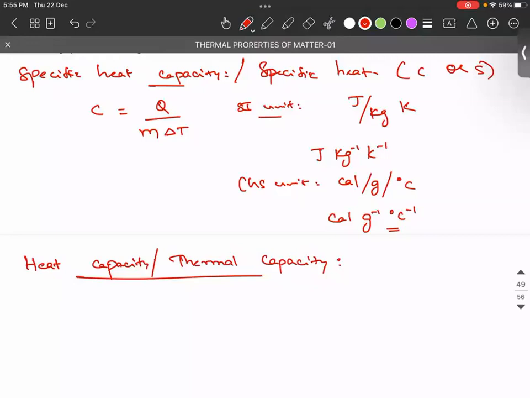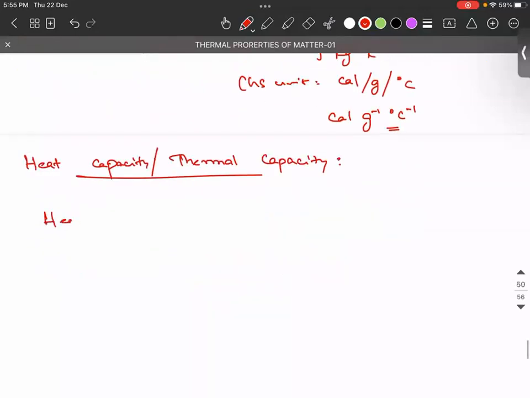So mathematically you write it like this. Heat capacity is equal to the amount of heat required to raise the temperature of any mass of substance through 1 degree Celsius or 1 Kelvin. So Q divided by delta T is heat capacity. Q divided by M into delta T is specific heat capacity. Simple enough.